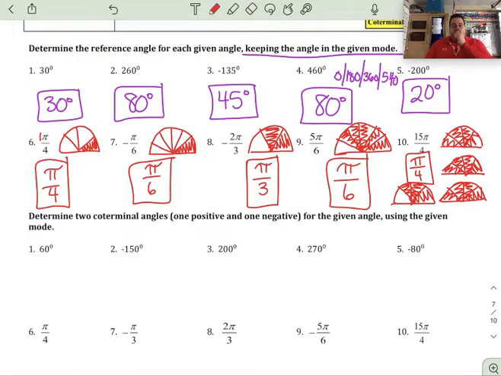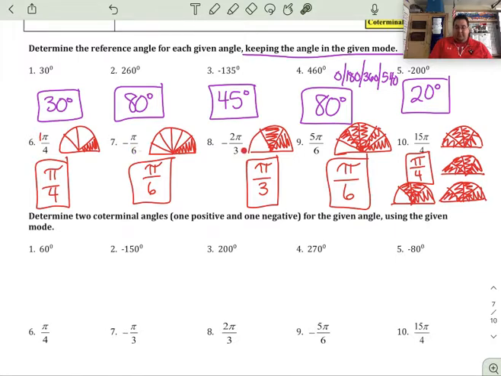Here's what I want you to notice, and this is a little bit of a shortcut that probably works about 95% of the time. No matter what the number is on the top of the fraction, this one was a 1, this one was negative 1, this one had 2, this one had 5, this one had 15. Now, this is not necessarily going to be the case every single time, but like I said, about 95% of the time, the denominator stays the same.